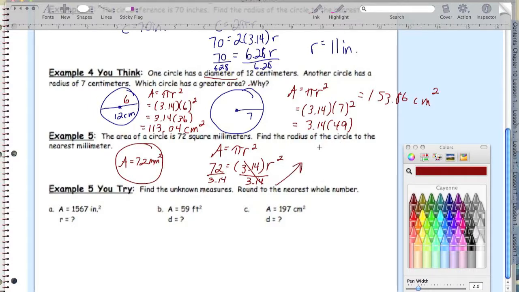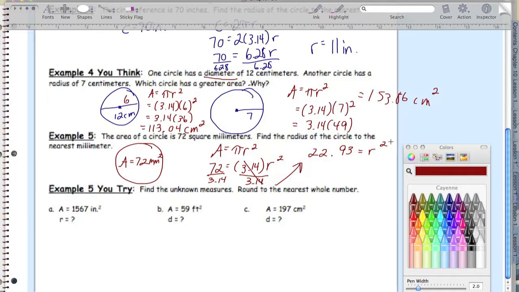Again, this is where some rounding errors are going to come in. I want you to round to 2 decimal places. So when I divide 72 by 3.14, I get 22.93, rounded to 2 decimal places. And that's going to equal r squared. Now to get r squared to just become r, the way to get rid of that squared is to take the square root of it.